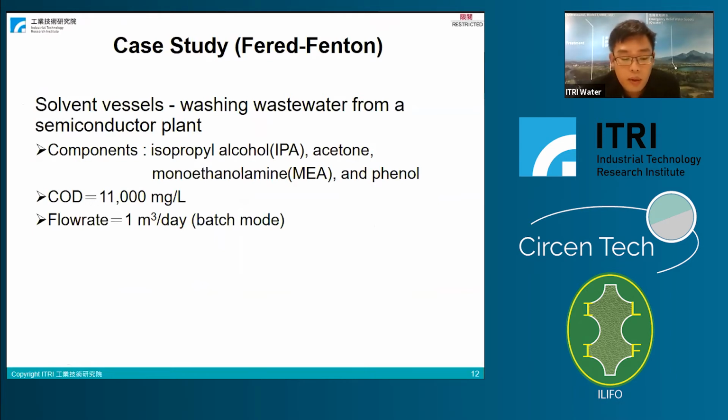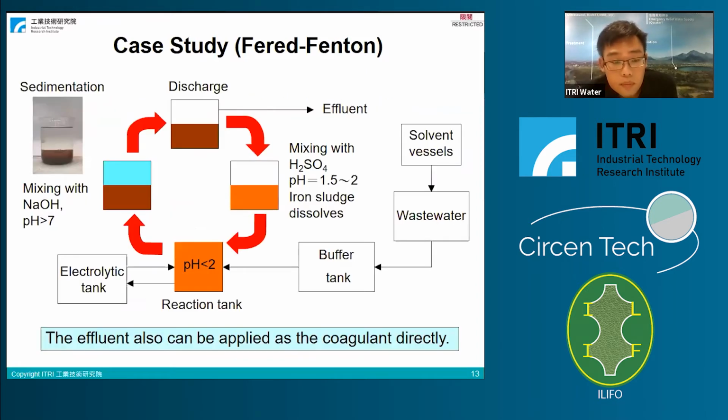This case is an application of Fared-Fenton for treating flushing wastewater from a semiconductor plant. This flushing wastewater contained IPA, acetone, MEA, and phenol. The COD is 11,000 milligram per liter and flow rate around 1 CMD. This batch test had 4 steps.